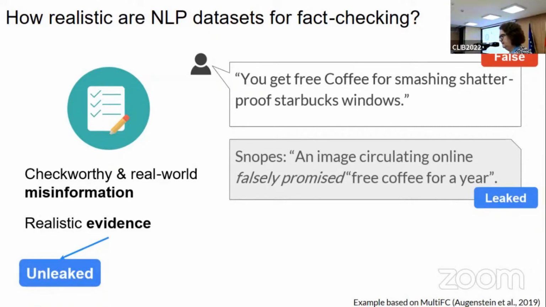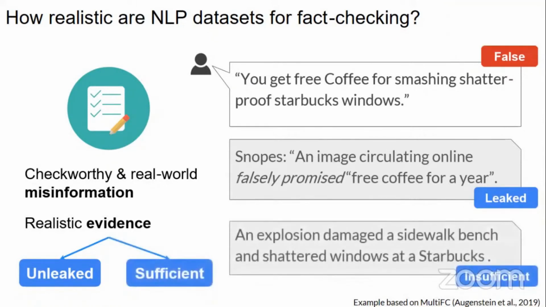So for example, here, a piece of text from Snopes, a fact-checking website, would be taken: an image circulating online falsely promised free coffee for a year, to debunk this claim. However, at the time the claim appeared, the fact check did not exist. And second, the evidence needs to be sufficient if we want the evidence to actually help us.